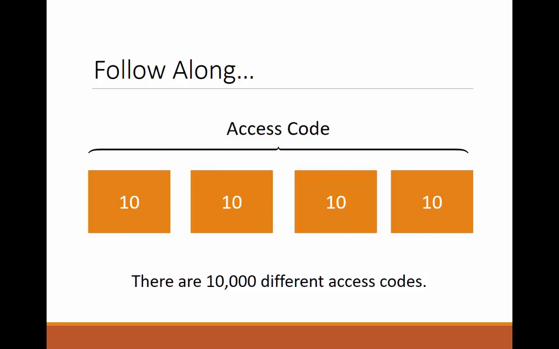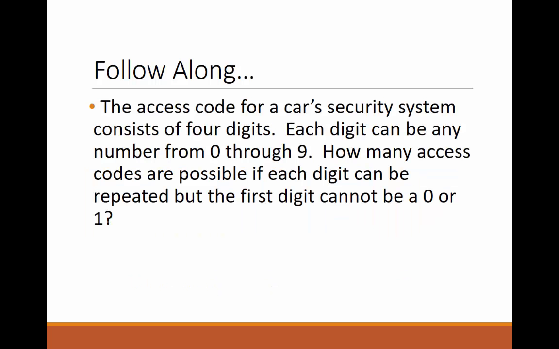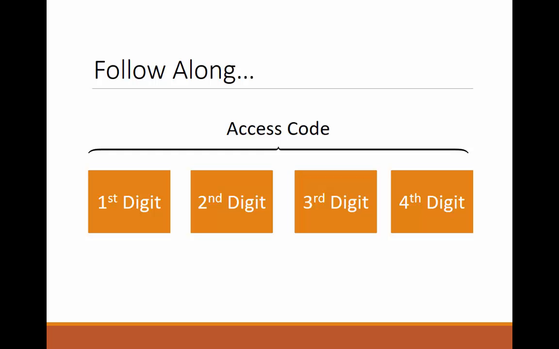Let's change the game once more. The access code for a car security system consists of 4 digits. Each digit can be any number from 0 through 9. How many access codes are possible if each digit can be repeated, but the first digit cannot be a 0 or 1? Always begin by considering or drawing a diagram and considering how many different possibilities exist for each of the digits.